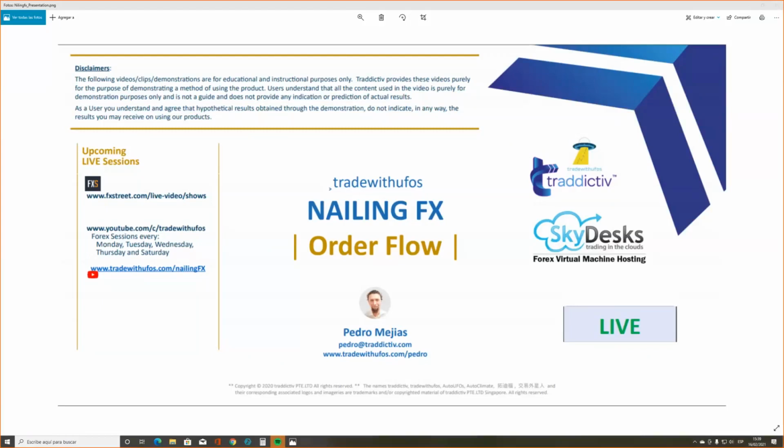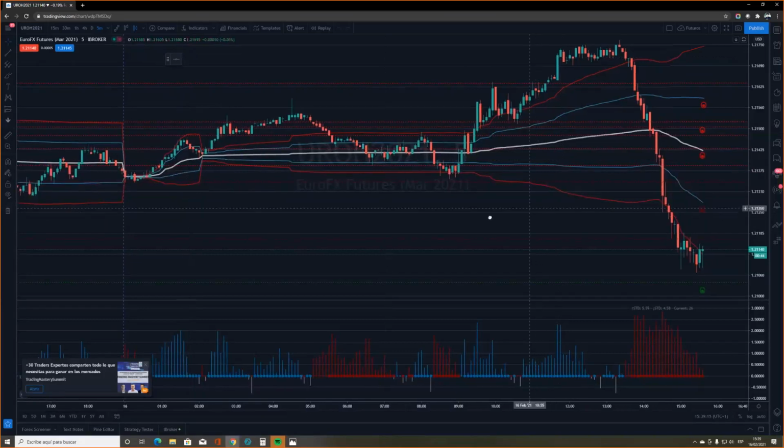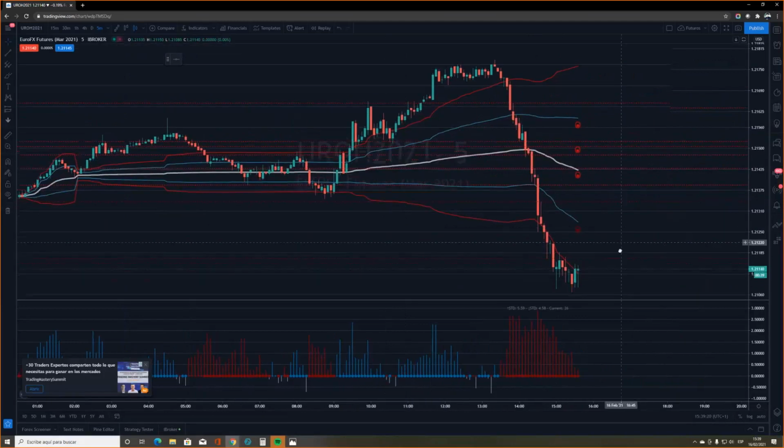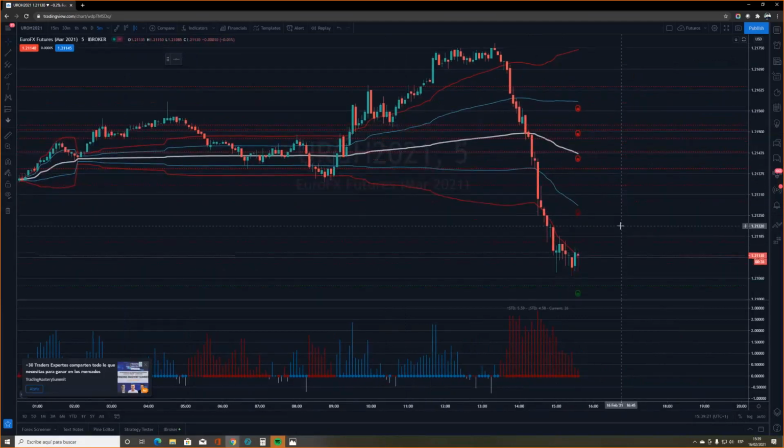Before we get into the market order and order flow, let me show you a chart. This is TradingView, and here we are looking at the euro. This is the current session, and we can see here an indicator. It's called Trade with UFOs. You can see these red areas and these red circles. Maybe many of you already know it. If you know it, please type it in the chat and let me know.